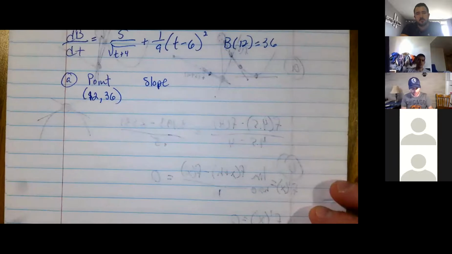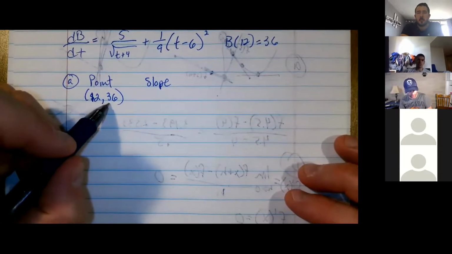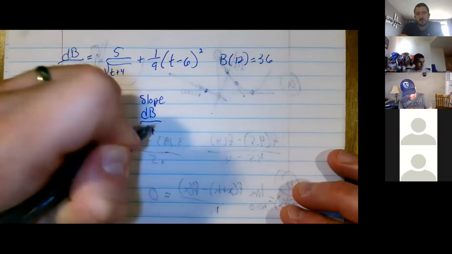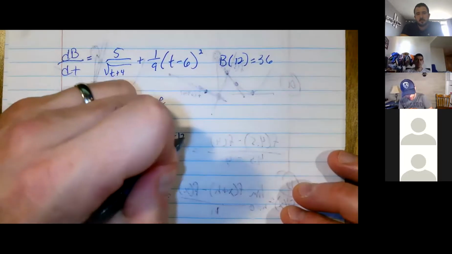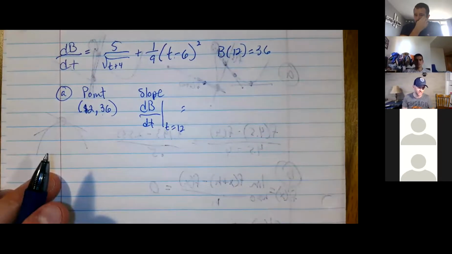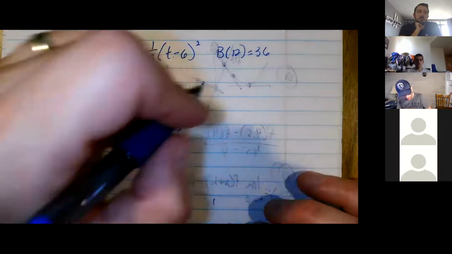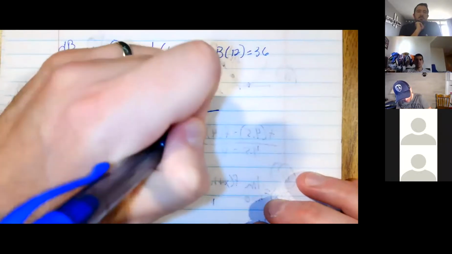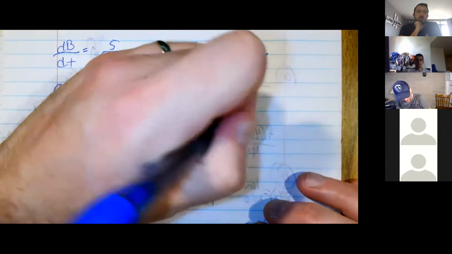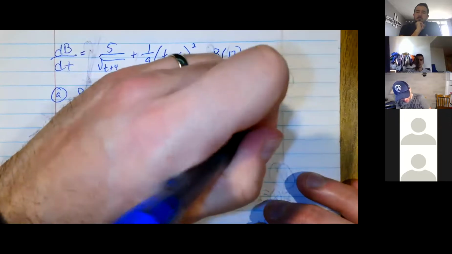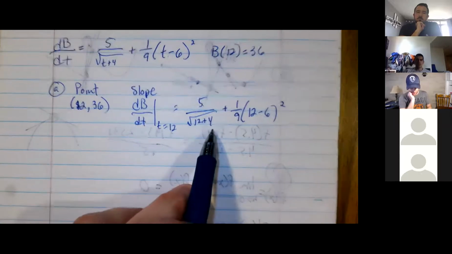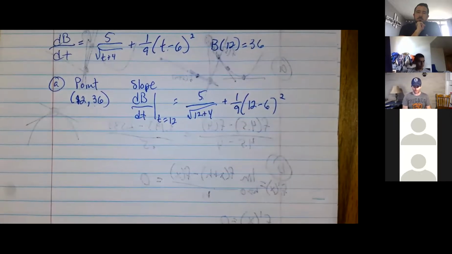Slope. How do we find the slope? We plug this point into the differential equation. So dB/dt when t is 12. You notice we don't need the 36 here because this is only a function of t. So we're plugging 12 in: 5 over the square root of 12 plus 4, plus 1/9 times (12 minus 6) squared. This is sufficient. Remember, you do not need to simplify.